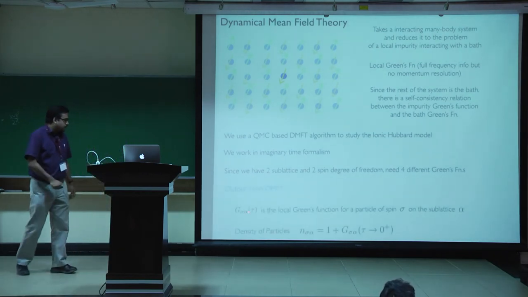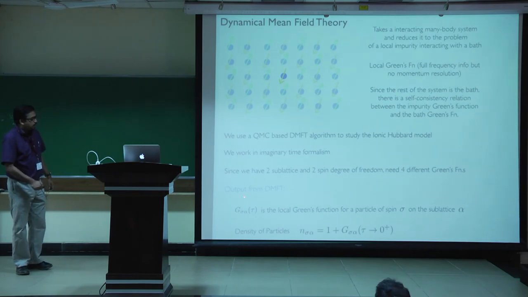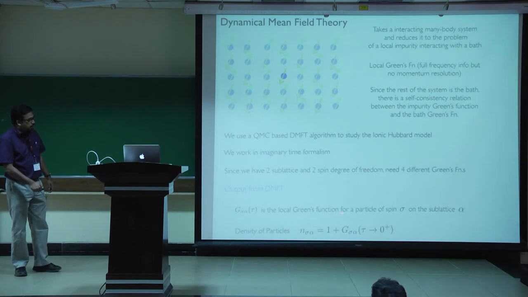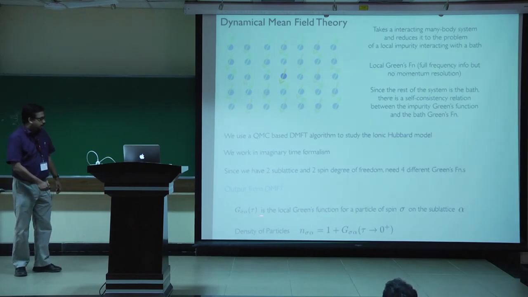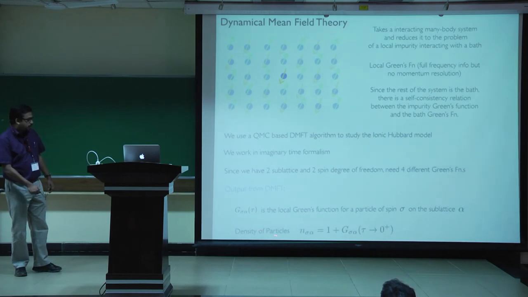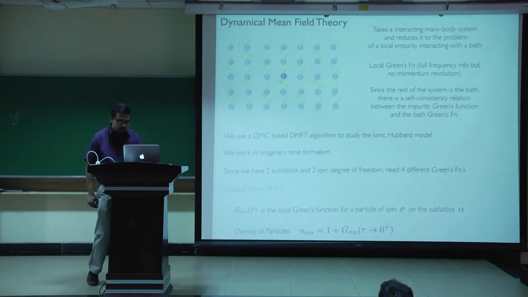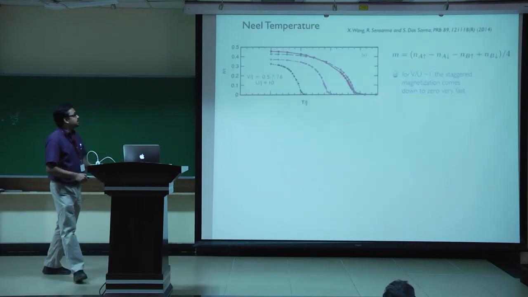All of this is to say that the output for DMFT is G sigma alpha tau, where it's the local Green's function for a particle of spin sigma on sublattice alpha in the imaginary time formalism. And from this, you can construct the density of the particles that you get from this. So let's first see the Néel temperature.